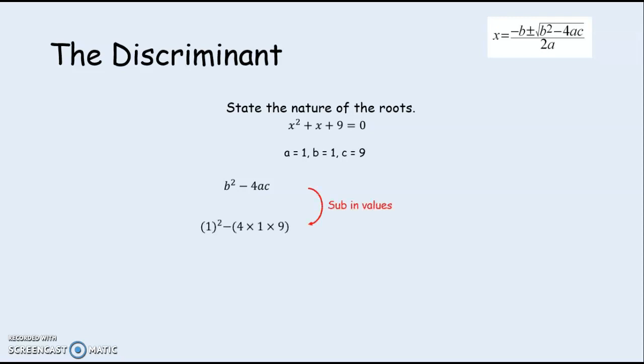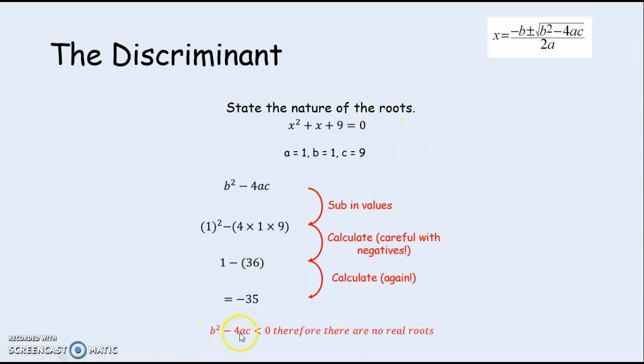So when I substitute this in, I have 1 squared minus 4 times 1 times 9, and I work this out, and I'm going to get negative 35. So going back to my question at the top, the nature of the roots, well, b squared minus 4ac is less than 0. I got a negative number, so less than 0. Therefore, there are no real roots. This statement is important because that is actually telling me the nature of the roots. This answer is just helping me identify it. And this sentence is answering this form of question.